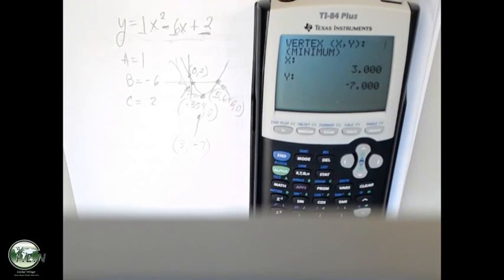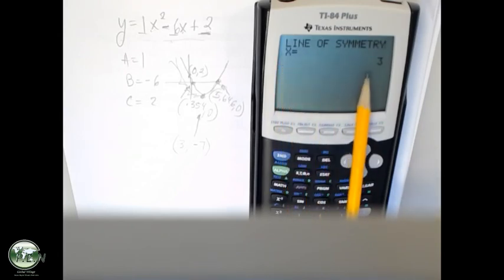What else have we talked about with a quadratic? The line of symmetry. We hit enter, and what do we get? We get a line of symmetry. Now notice the way it does is it's x equals 3, but notice that 3 coincides with the x-coordinate of the vertex.